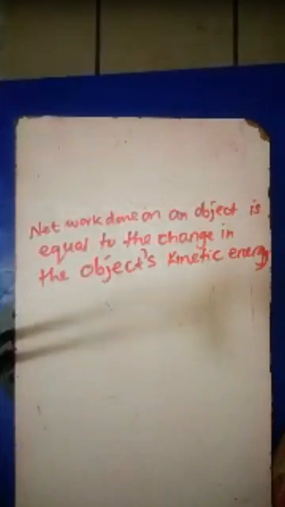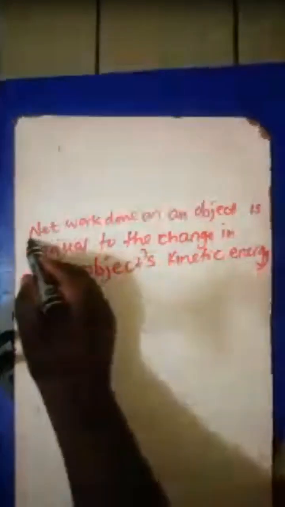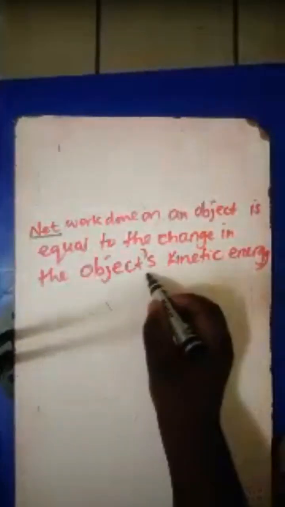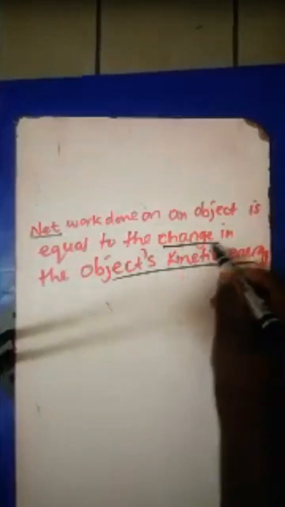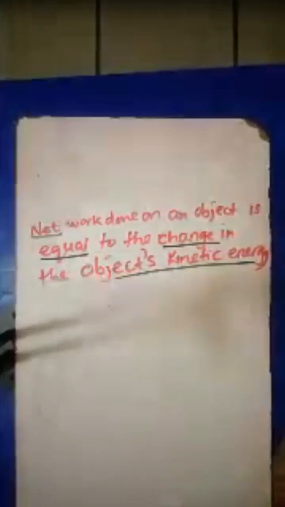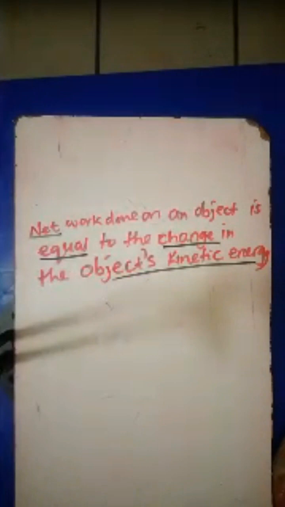This was very correct, but please take note of the underlined words. Net object's kinetic energy and change. This one, unfortunately, might give you a 0 or a 2, because if you miss 2 underlined words, it's a 0. If you miss 1, it's a 1 mark.